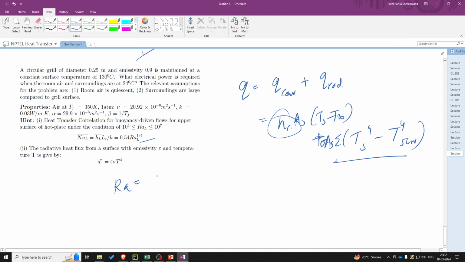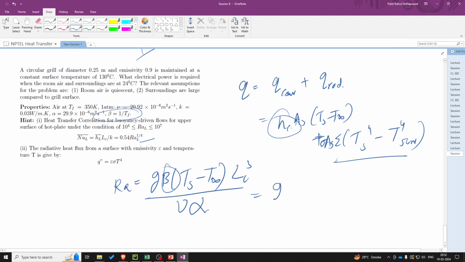For that, we need to find the Rayleigh number. So Rayleigh number is given as g beta Ts minus T infinity Lc cube upon mu alpha. The value of beta we can calculate by this 1 upon Tf. So if we just put the values, it will be 9.81 into 1 upon Tf, which is 350 Kelvin, into Ts minus Tf. Ts minus Tf is 106.